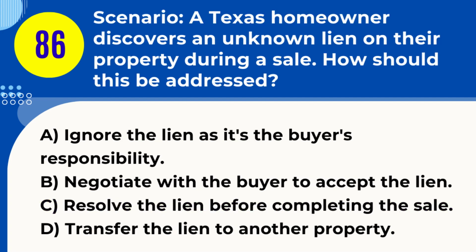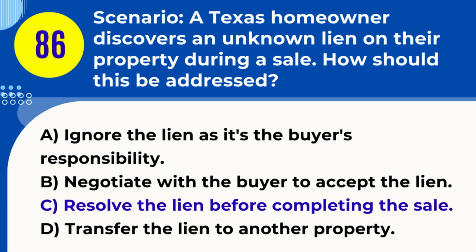Question 86. Scenario. A Texas homeowner discovers an unknown lien on their property during a sale. How should this be addressed? A. Ignore the lien as it's the buyer's responsibility. B. Negotiate with the buyer to accept the lien. C. Resolve the lien before completing the sale. D. Transfer the lien to another property.